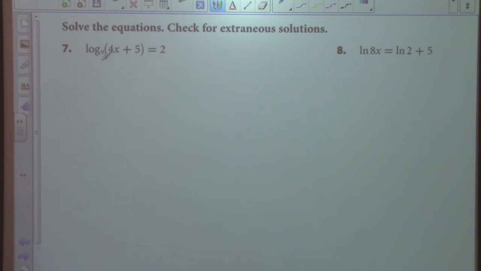What can you do to cancel out log base 9? What cancels out log base 9? Look on the other side. Put a 10 underneath it.